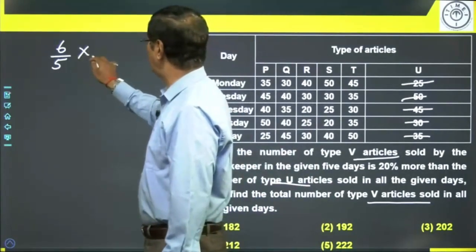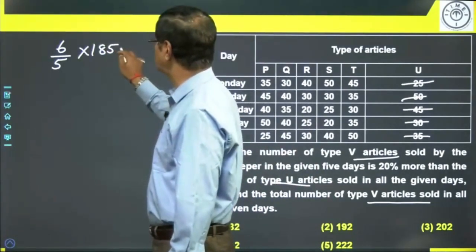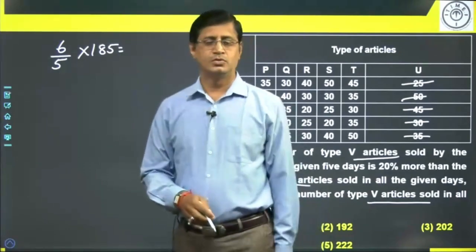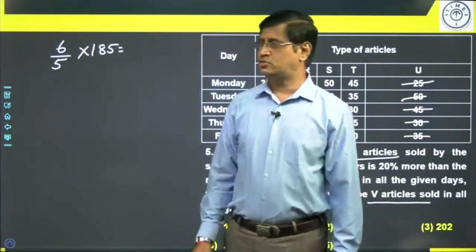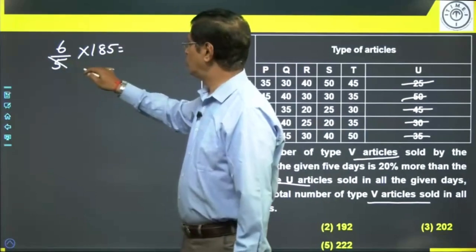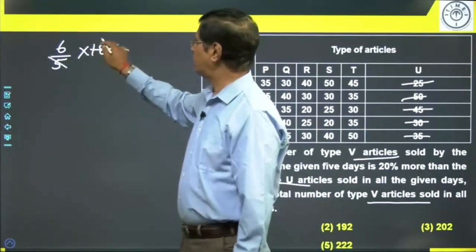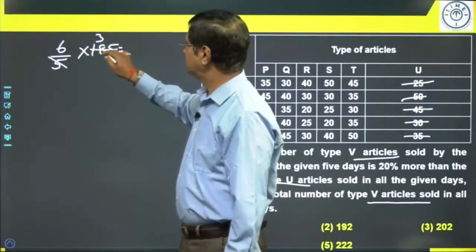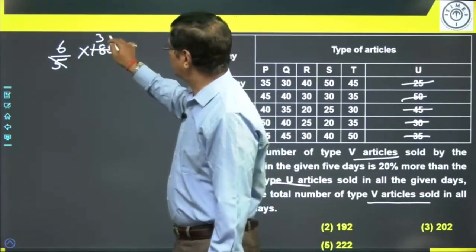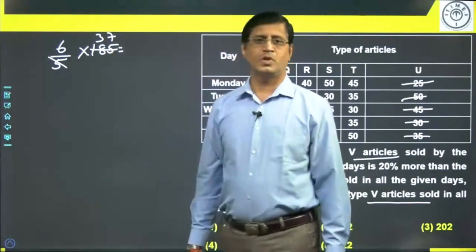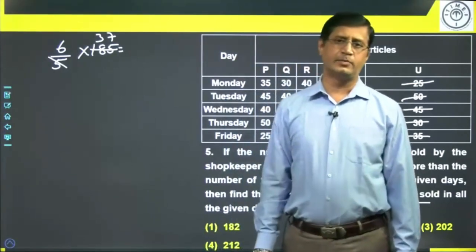Find out the value of 185 into 6 by 5. So just to simplify this, what is the cancellation? How many times does it go here? 5 goes 3 times and 7 times. 5 3 times is 15, 7 times is 35.